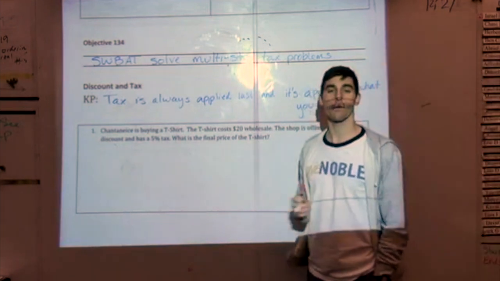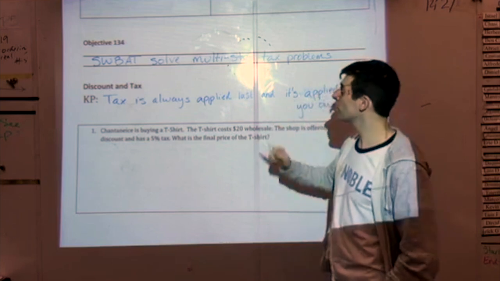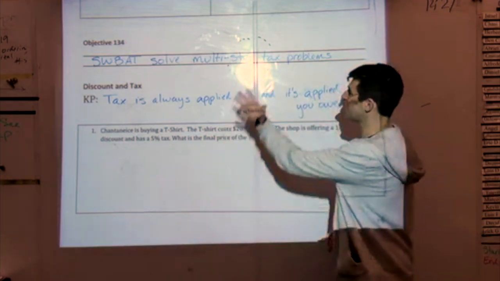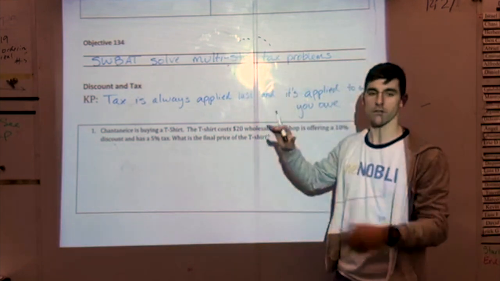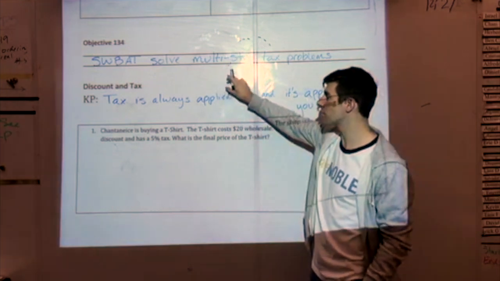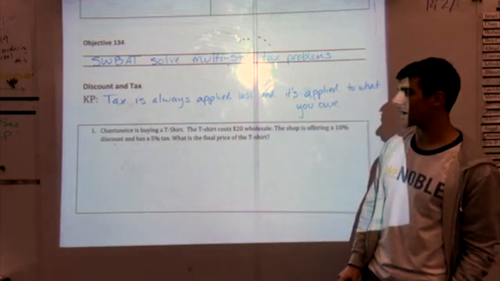Alright, hey Pritzker, we're here with objective 134. Students will be able to solve multi-step tax problems. We understand there's a glare right here. We'll do our best to make sure if we do write stuff there, you understand what's being written. Okay? But students will be able to solve multi-step tax problems.